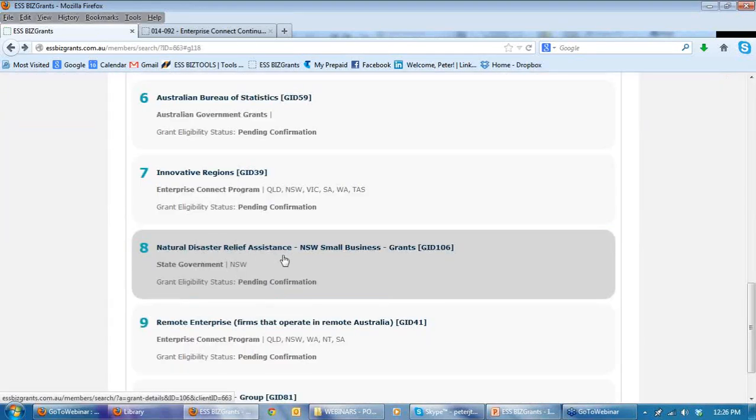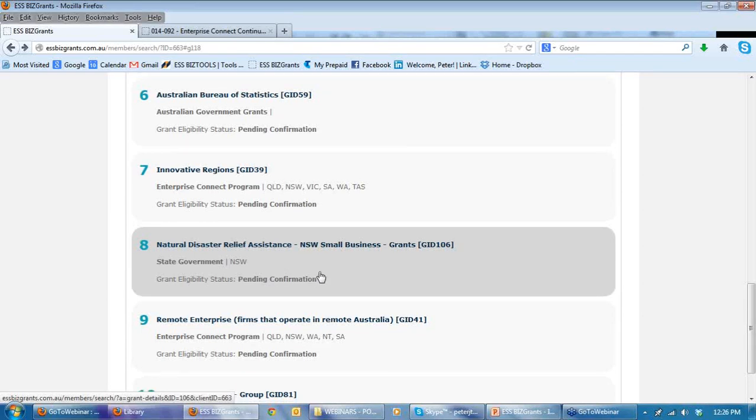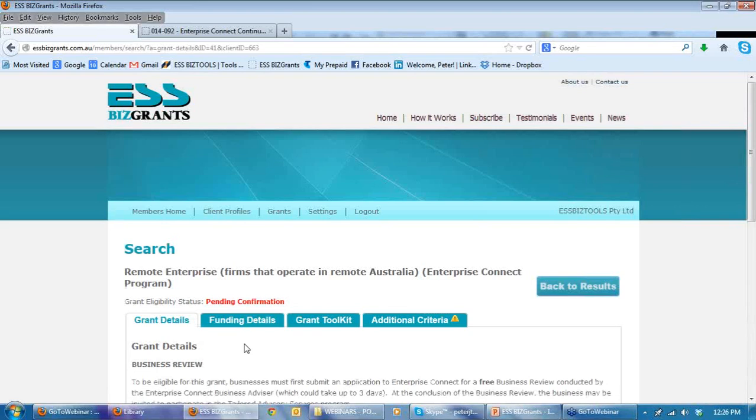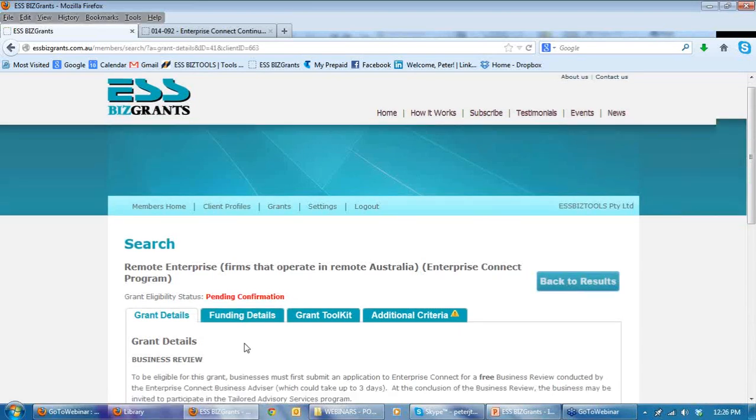The same thing applies to natural disaster. There are grants available at present for some of the more recent New South Wales disasters, but if you know your client, you would probably know whether he or she was involved in any of those, and if you said no, they weren't, we won't worry about it. But then we get to remote enterprises. Now we'll click on this one because I'm going to use it to explain how the system can work. Remote enterprises is part of Enterprise Connect.